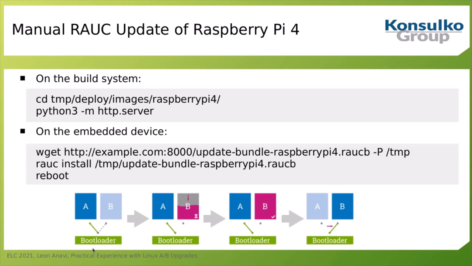Here you can see how the bootloader works. Initially, after the first installation, the A partition will be active. When we execute rauc install, RAUC will install the downloaded file to the B partition, and finally we will do a reboot. So RAUC, with the assistance of U-Boot, will take care to select the B partition, and if everything is okay, our device will boot from the B partition.